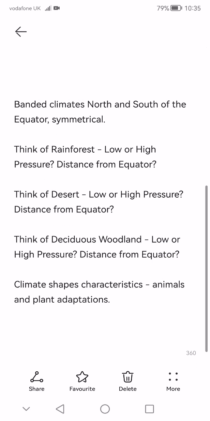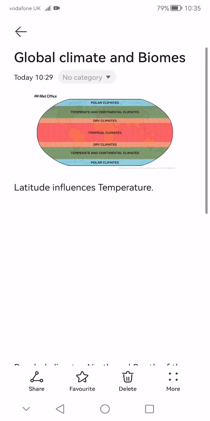What about the deciduous woodland? Well, that's where we live, so you've got to get that one right. Is that low or high pressure? What about distance from the equator? Just from its position, you can work out the climate. If you've never been to the deciduous woodland before, but you knew where it was on this map, you'd know the climate of the area.